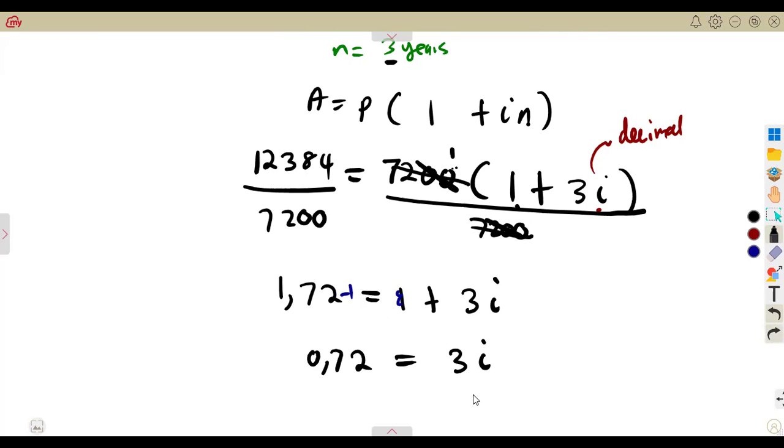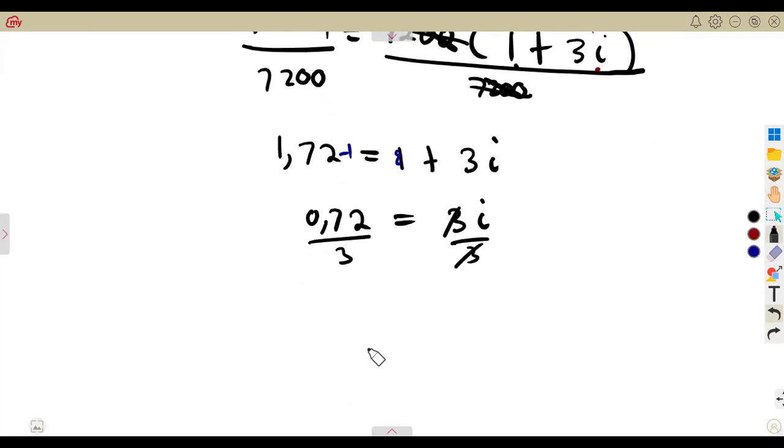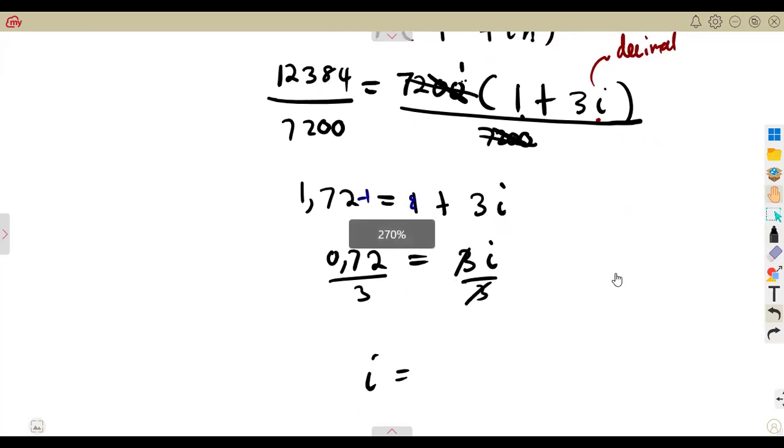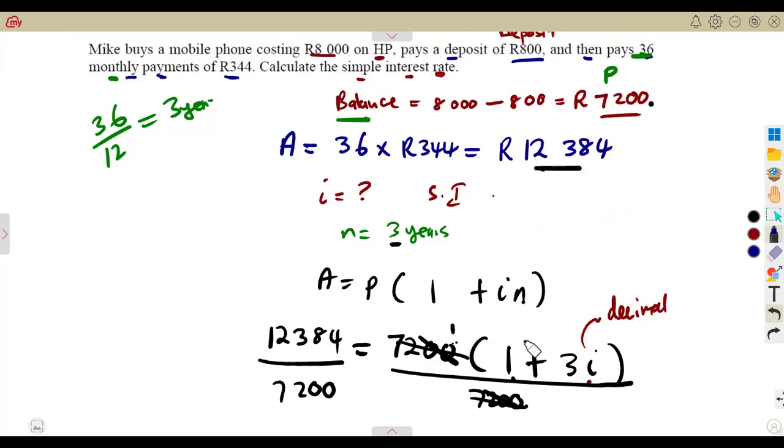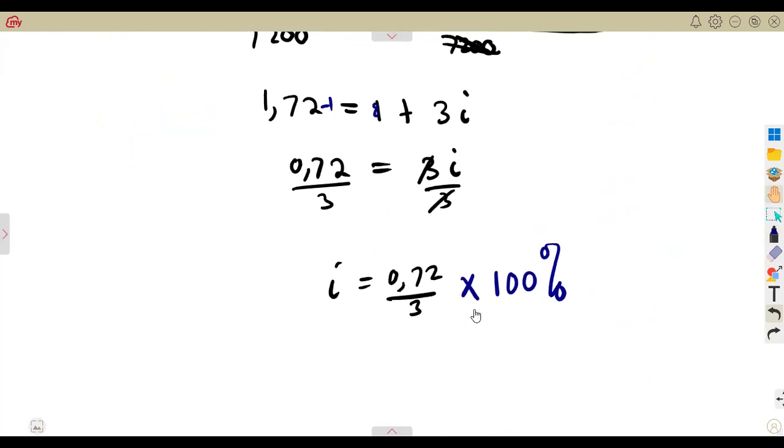So to have this value of I, we can simply divide by 3. Thus, we are going to obtain our I in this case as a decimal. So whatever decimal you have from this 0,72 over 3, multiply it by 100%. This is supposed to be a percentage. Remember, when you were substituting into this formula, you were dividing the given percentage by 100. Now it is the opposite. For you to have that percentage back, you multiply by 100%.